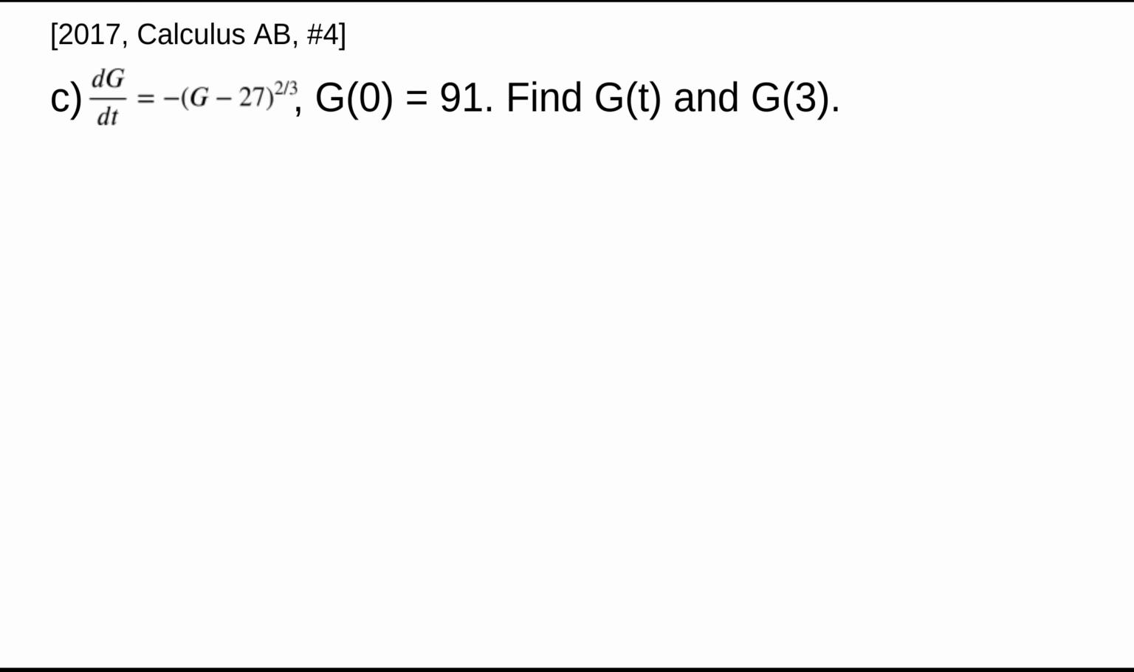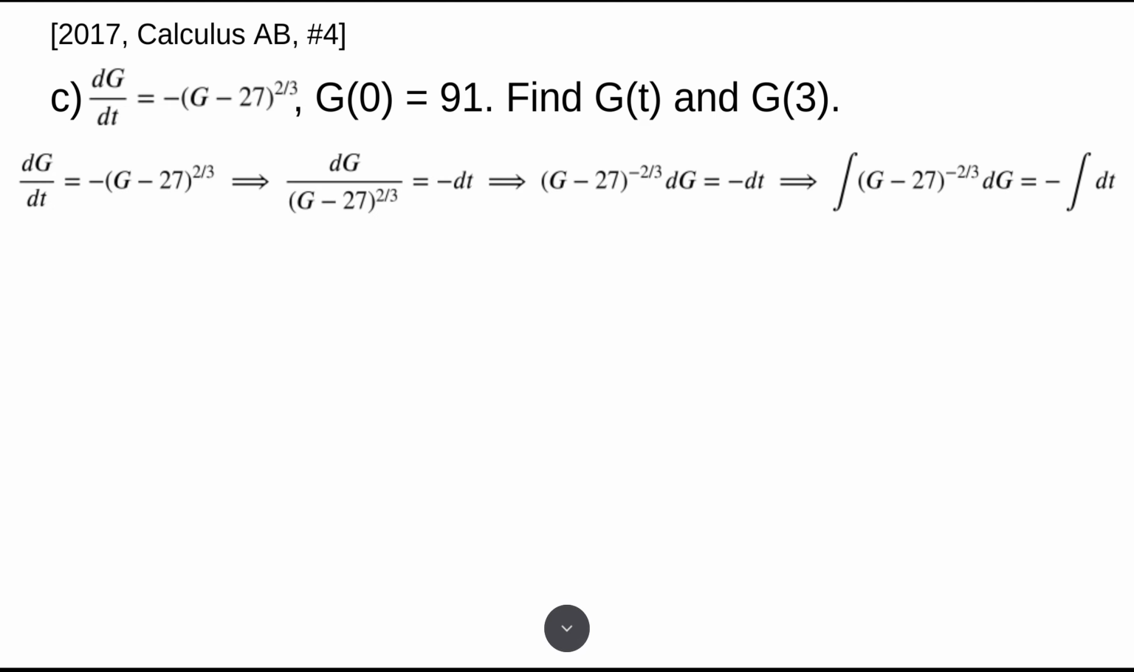In part C of this question, we are given a function g which satisfies the differential equation dg/dt is equal to negative (g minus 27) to the 2/3 power, and that g of 0 is 91, and we are to find a function g of t that satisfies this differential equation and use it to evaluate g of 3. So we have the differential equation. It's AB, so really the only method we have for solving differential equations like this is separation of variables, so we're going to have to separate variables.